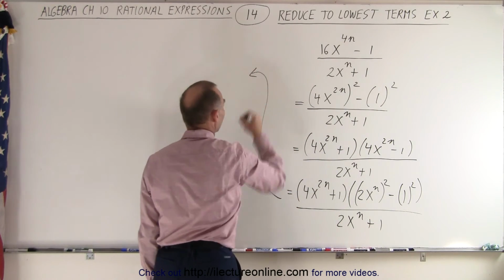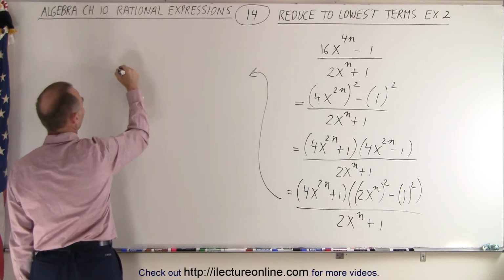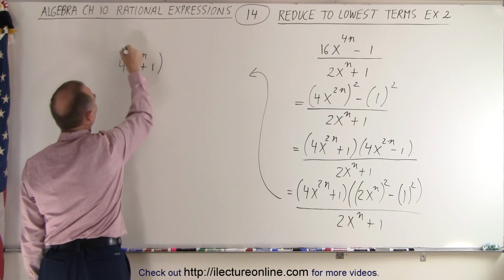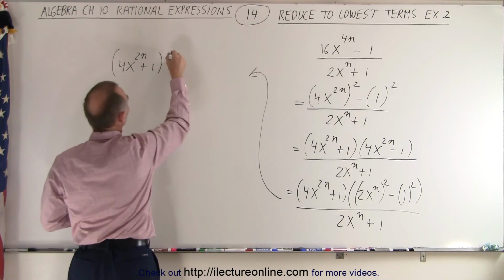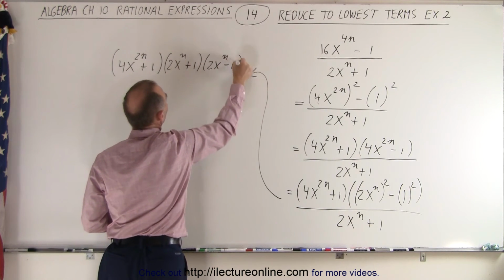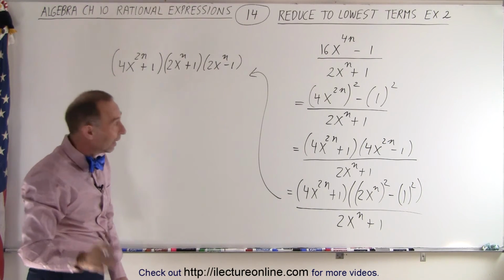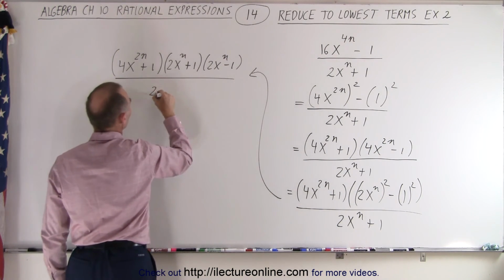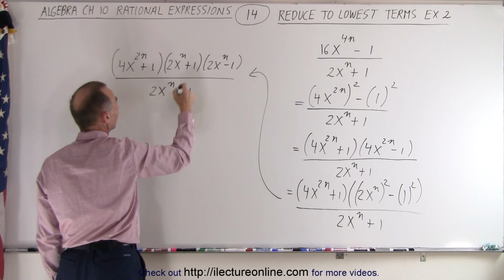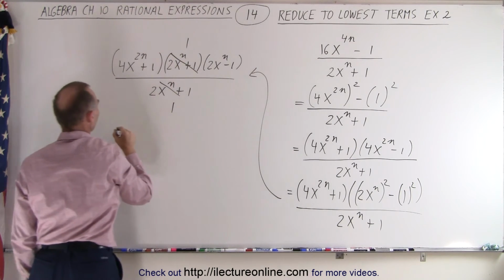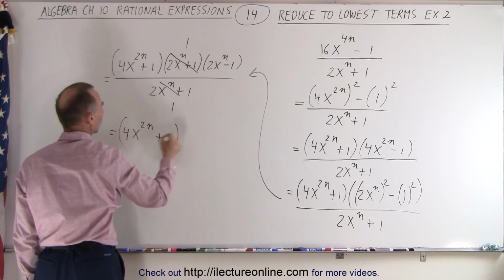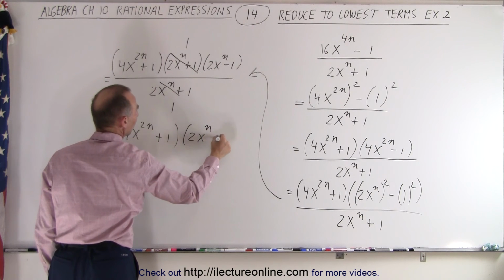So let's come over here and finish that. So here we still have the 4 times x to the 2n plus 1. But now this can be written as 2x to the n plus 1 times 2x to the n minus 1, because that's how we factor the difference of squares. In the denominator, we still have 2x to the n plus 1. And then realize that this binomial and this are identical, so these cancel out. And so we're left with 4x to the 2n plus 1 multiplied times 2x to the n minus 1.